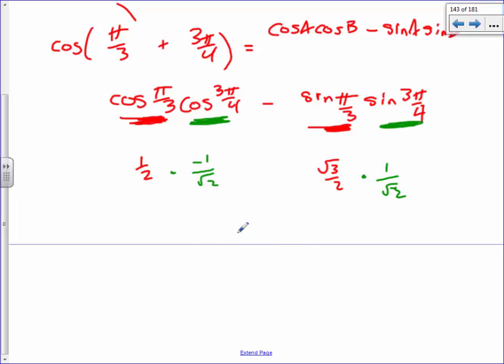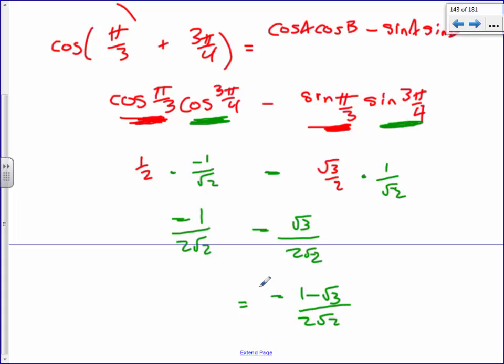Okay, so I'm just going to put this together then. What you have over here is a -1 over 2 root 2. And then in between we're subtracting, so then we're minusing root 3 over 2 root 2. So my final answer as an exact value would be like this: -1 minus root 3 over 2 root 2. That is the exact value.